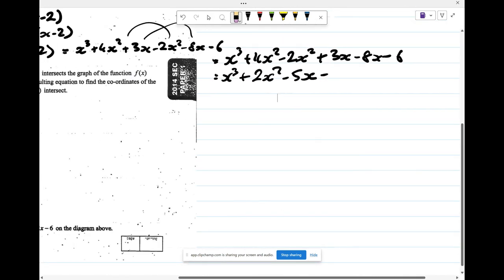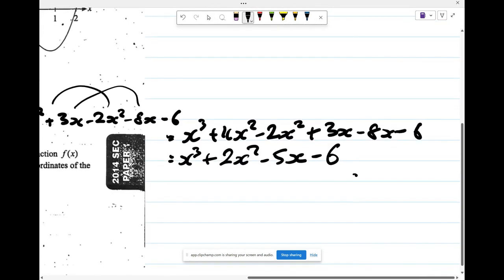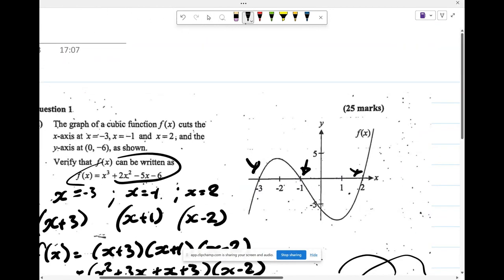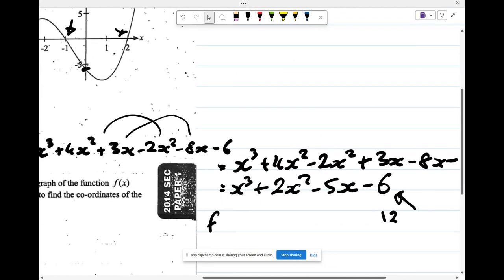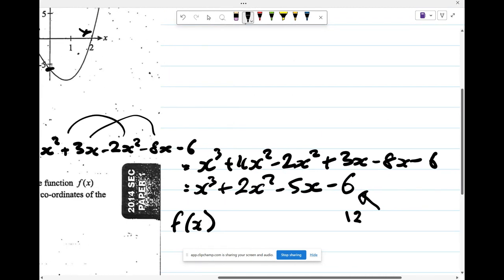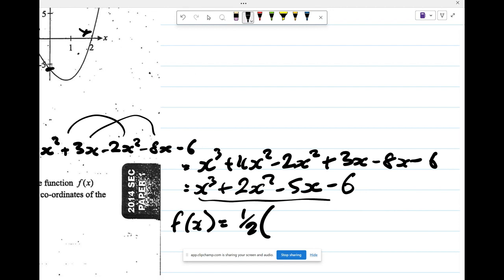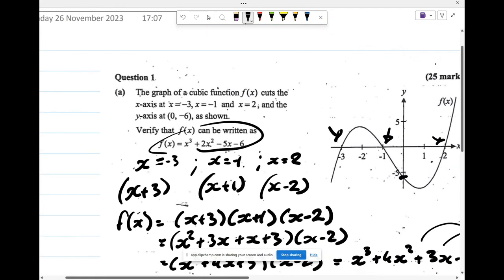Just a note, if this here was 8, say, or 12, let's say it was 12, then because we know it crosses at -6, we'd need to multiply everything by a half. So we'd need to multiply all of what we just got by a half. Because when x is equal to 0, you're going to get a value of 6, and that's what we have up here, (0, 6).